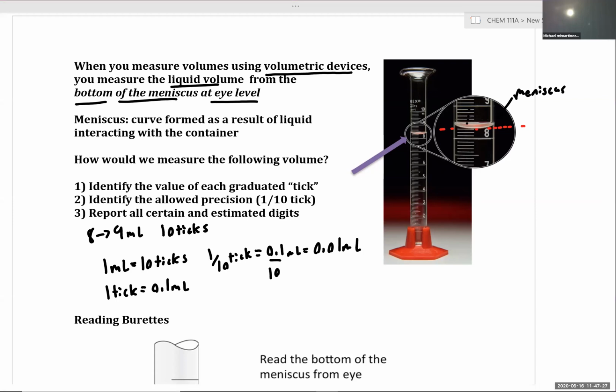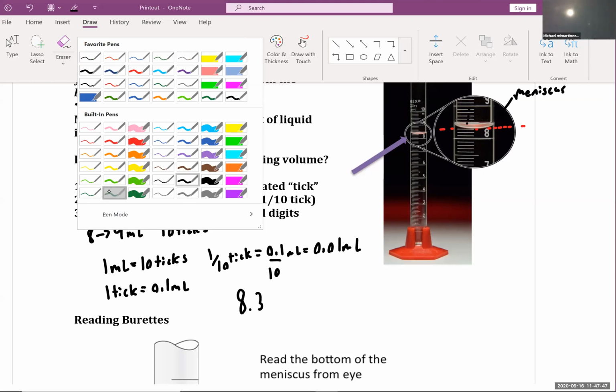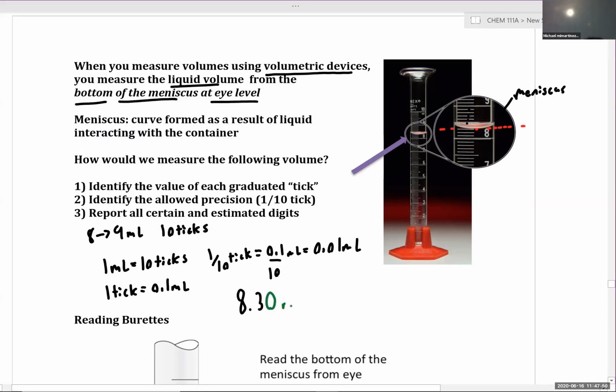From that, I already see someone volunteering a measurement. So our certain digits, it's definitely greater than 8 mils, and it's definitely above or at the third tick mark. So we can definitely say 8.3, and then we can estimate one additional digit, which we can estimate as 0, for a measured value with a total of 3 sig figs. Noticing that our estimated digit is in the hundredths place, matching our 1/10 of a tick rule. Does that make sense to everyone? Any questions on this example?